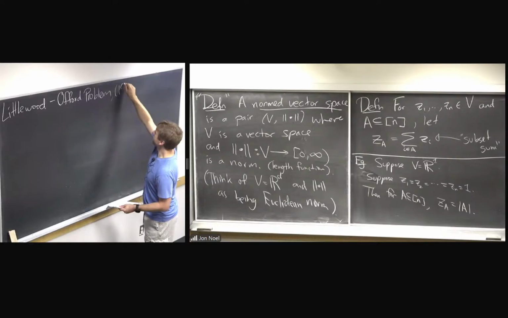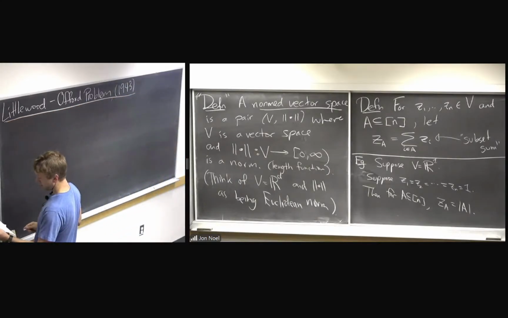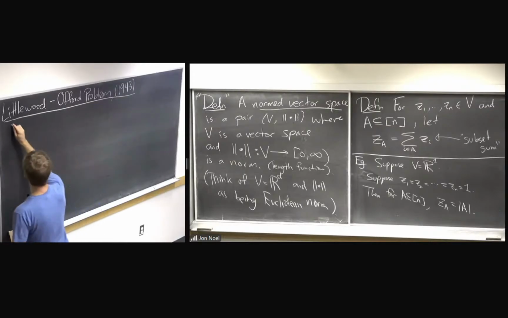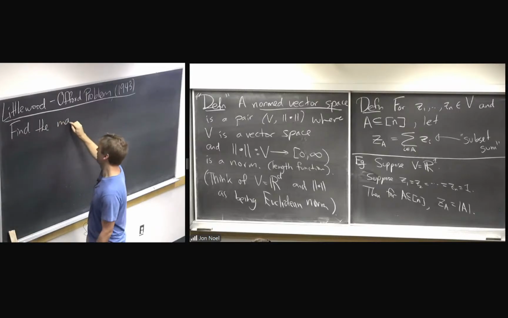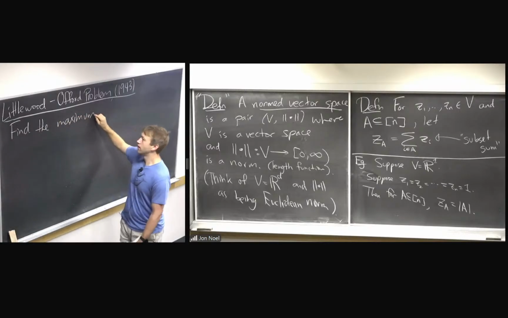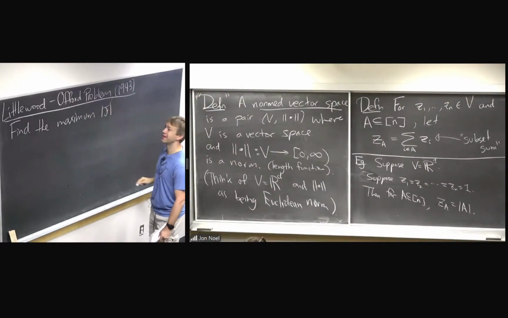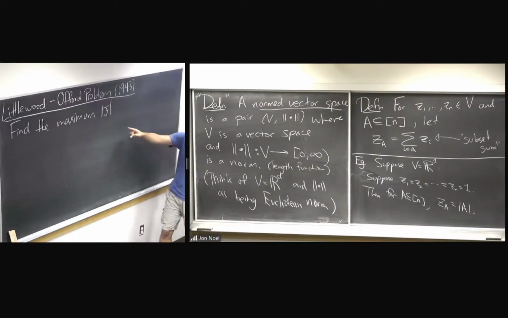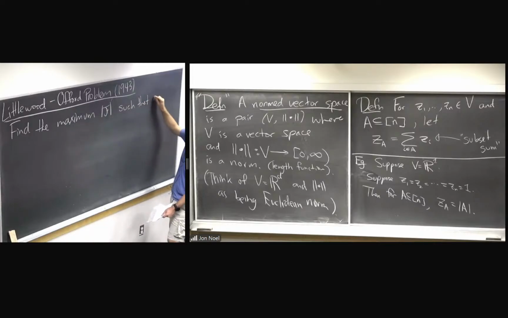So this is from 1943. What they wanted to do is find the maximum. It's like the assignment, right? Find the maximum, upper bound and lower bound, I guess. So find the maximum size of a family such that, so F is a collection of subsets of 1 up to n, like usual.